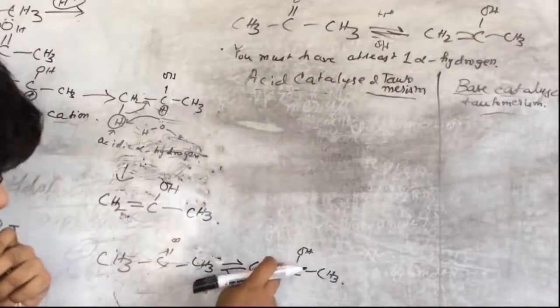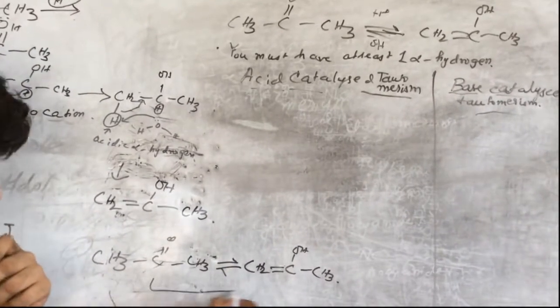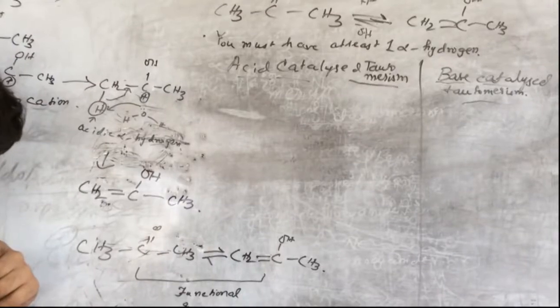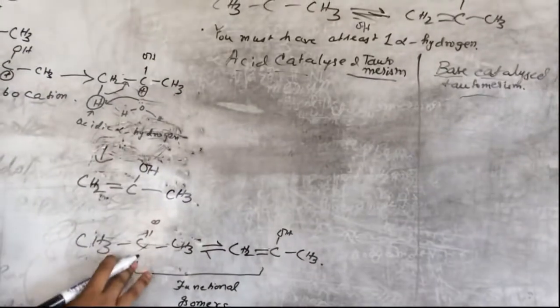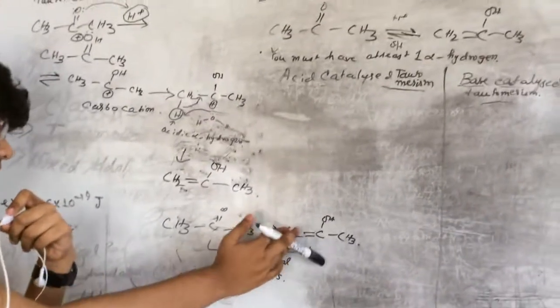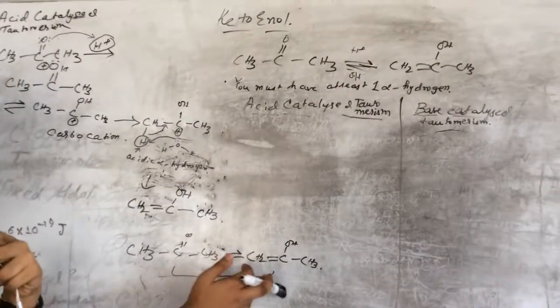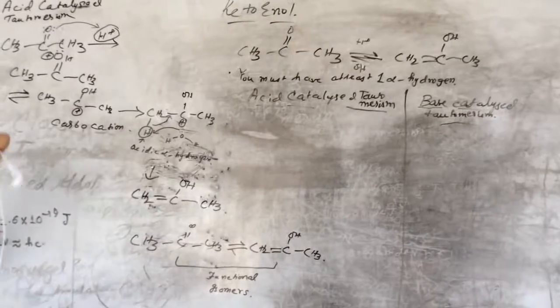So what are these two? These two are functional isomers of each other. We discussed the previous day, and we also gave an example in which an aldehyde is a functional isomer of an unsaturated alcohol. So in this case we see that this ketone is a functional isomer of this unsaturated alcohol, and also they are tautomers to each other. So next we discuss the base catalyzed tautomerism.